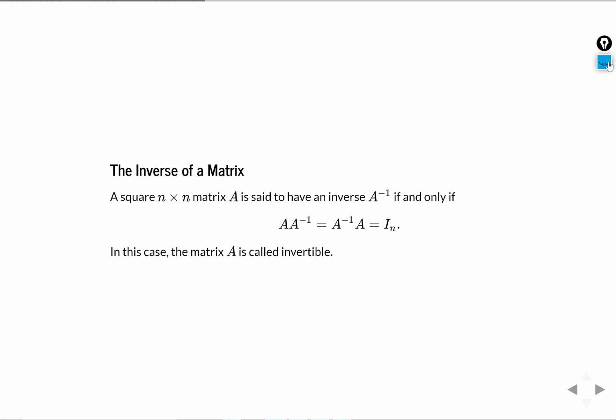Now we can define the inverse of a matrix. If A is an n by n matrix and we have its inverse, then A times A inverse or A inverse times A must be the identity matrix. In this case, we say A is invertible.